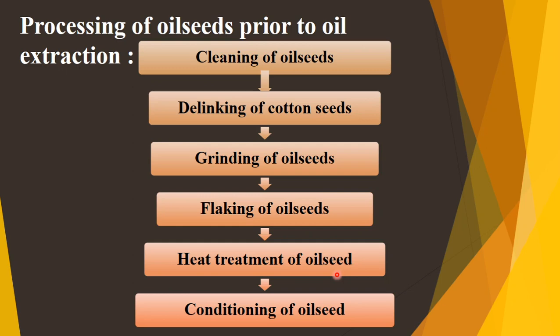So what will happen is, heat helps the formation of large droplets, and they flow more easily from that seed mass. The oil content in that oil seed is in the form of an emulsion containing protein. So this heating causes denaturation of protein and breaking of the emulsion. Then conditioning is carried out to bring the optimum condition of moisture content and temperature.